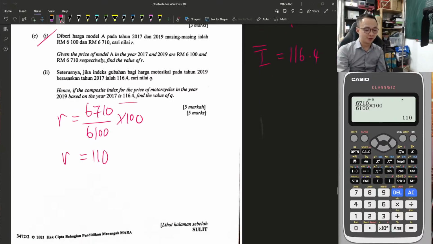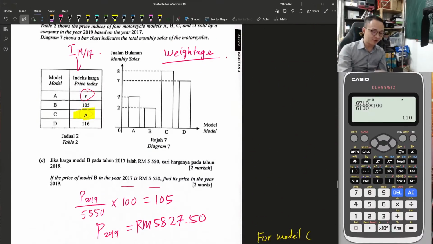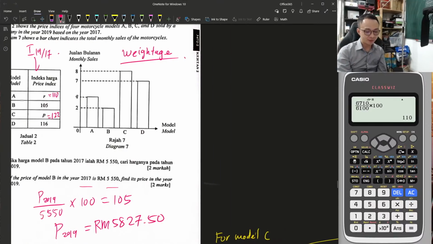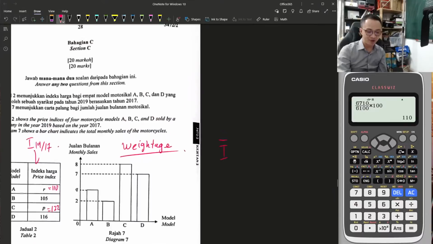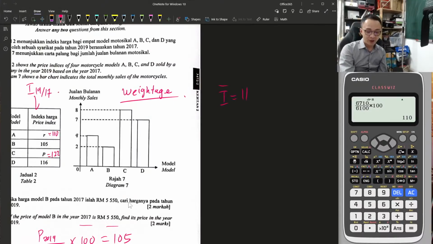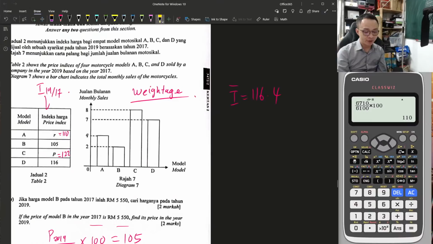Alright, so I insert all the values I have here. This is 110, this is 122. Composite index is, what's the value again? 116.4. Let's do it. Okay, so composite index is all the index numbers multiplied by the weightage, isn't it?